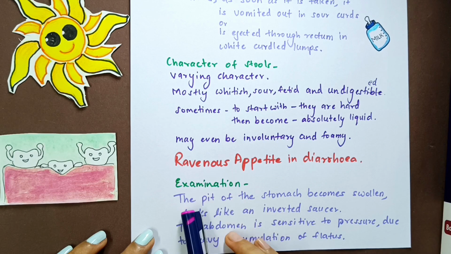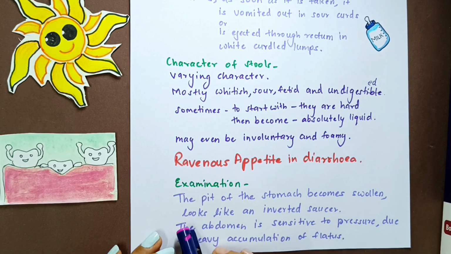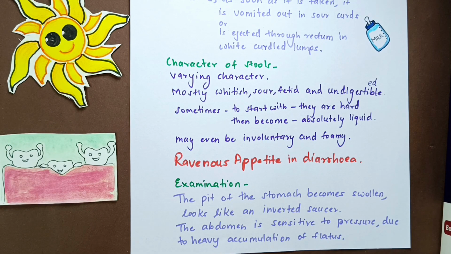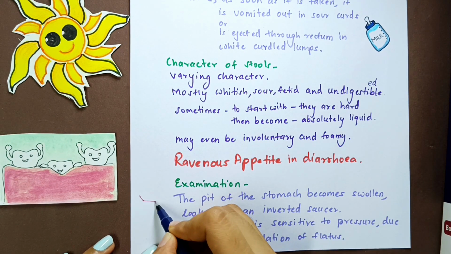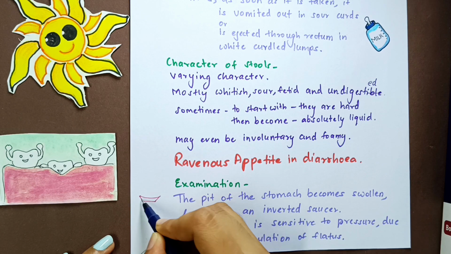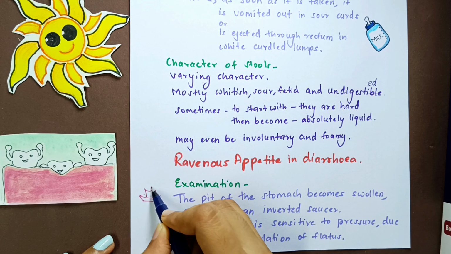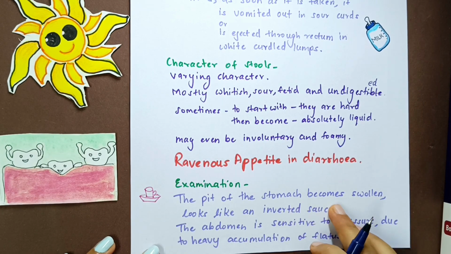So on examination, you will see that the pit of the stomach becomes swollen and looks like an inverted saucer. So what is an inverted saucer? A normal saucer, meaning the saucer that goes with a cup, looks somewhat like this, and you keep your cup over here, right? This is the saucer. So your stomach will look like an inverted saucer.